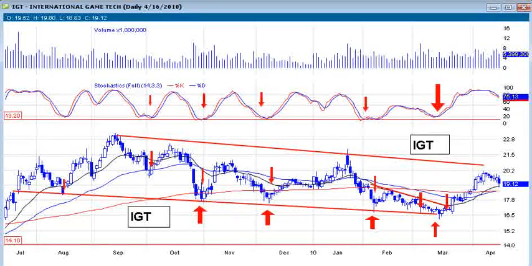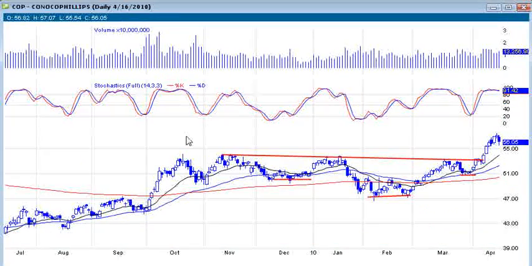IGT, COP. This was a good inverted head and shoulders pattern right here, and a breakout. Very basic pattern, but something that you have to continue to watch for. The timing on the head and shoulders is also based on the stochastics right here. See the oversold stochastics? We held the 50-period moving average, held the right shoulder, boom, explosion.